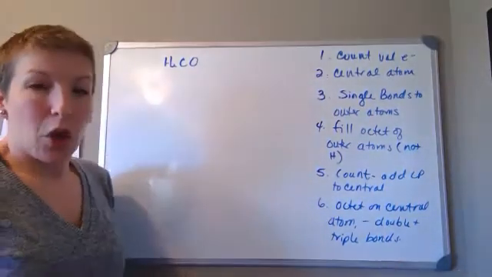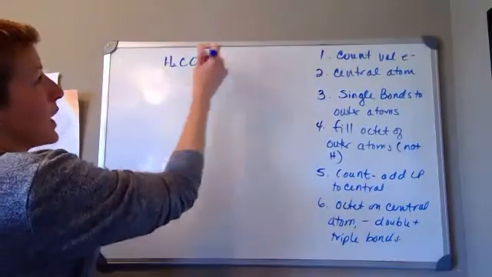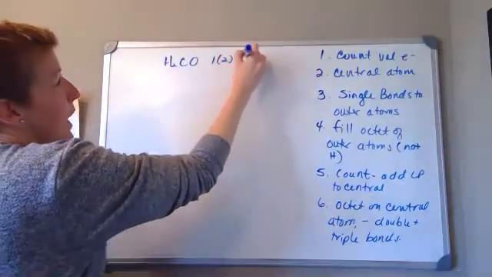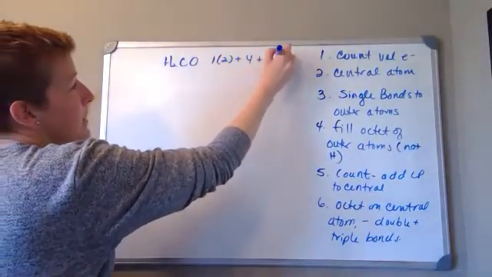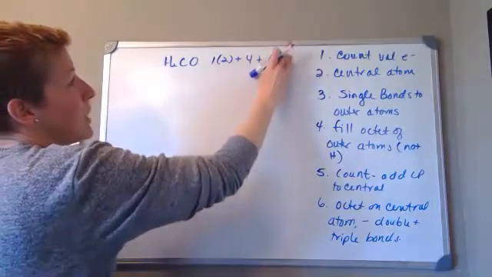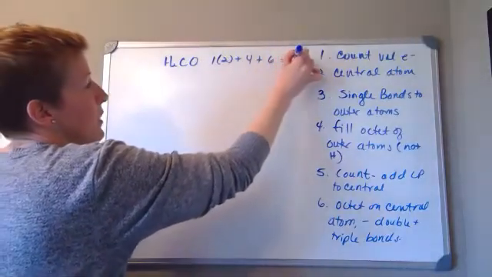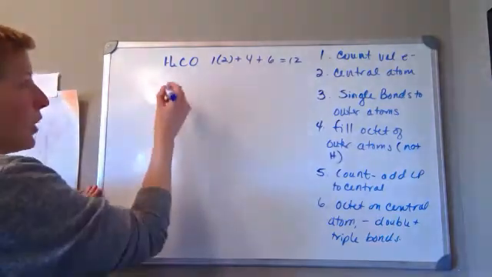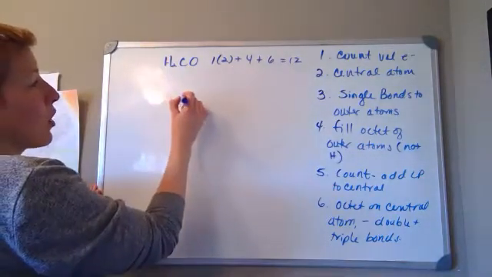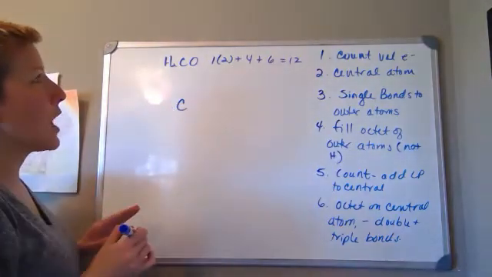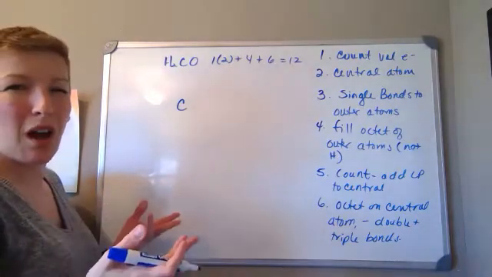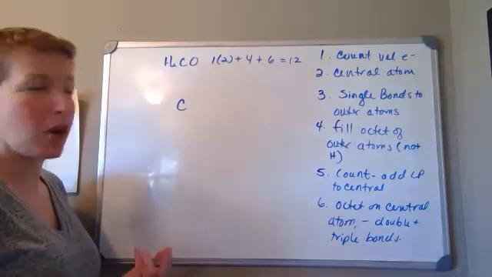All right, so let's count our valence electrons. We have 1 times 2 for the hydrogen, 4 for the carbon, and 6 for the oxygen. So that's 10, 11, 12. All right, now we're going to put our carbon in the middle because there's one of it, even though there's one oxygen. It's the less electronegative of the two.